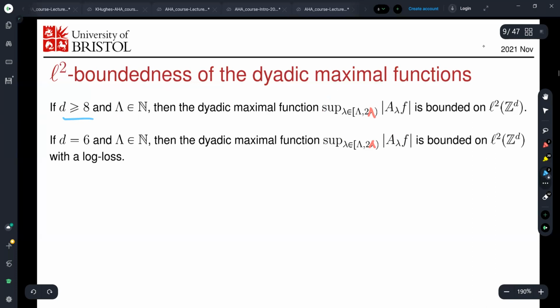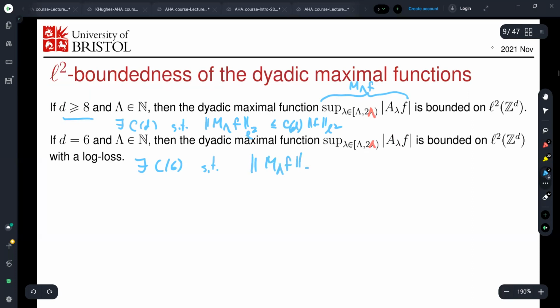Now, when d is equal to 6, the norm is going to depend on lambda, but it's only going to be log lambda. Remember, this is called m sub lambda of f. So in particular, I'm saying there exists a constant depending on d such that the L2 norm of m lambda of f is less than or equal to c of d times the L2 norm of f. And for d equal to 6, there exists a constant c such that a similar statement holds: the L2 norm of m lambda of f is at most a constant times log lambda times the L2 norm of f.